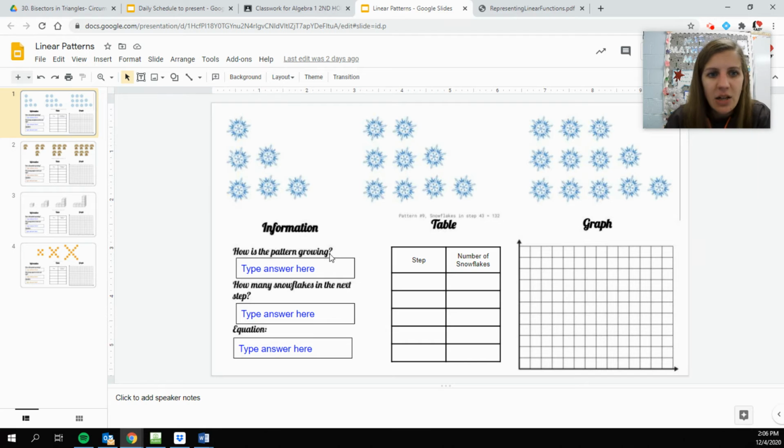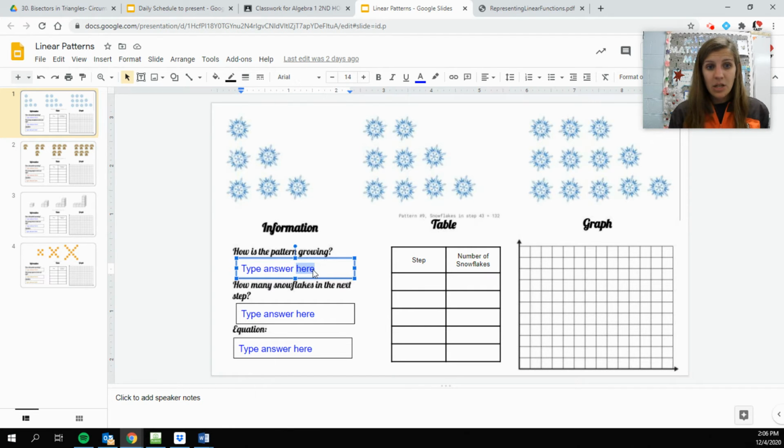So this one here, if we take a look, we want to answer the question, how is the pattern growing? So I can see that there are 1, 2, 3, 4, 5, 6 snowflakes. And then there are 1, 2, 3, 4, 5, 6, 7, 9. So we had 6 and then 9. And then I have 1, 2, 3, 4, 5, 6, 7, 8, 9, 10, 12. So from 6, seems like I'm adding 3 each time. So in here, I would type, the pattern is growing, add 3 each time.